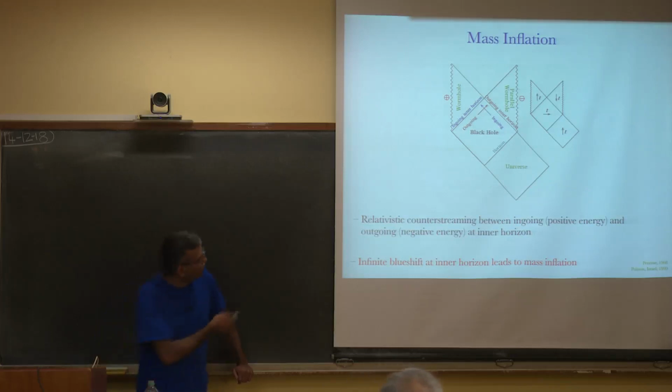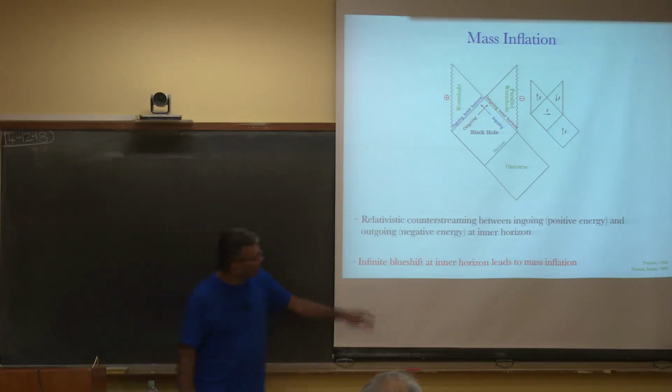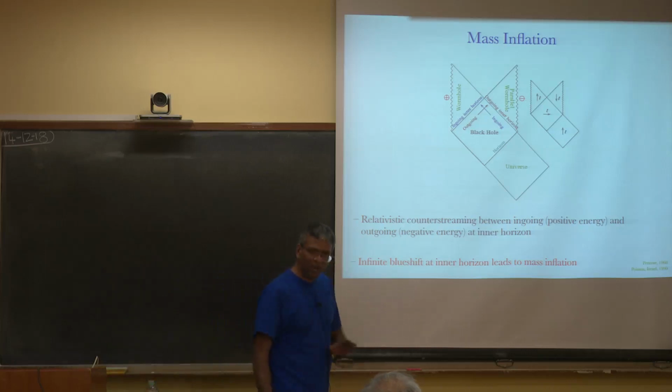For the Reissner-Nordström, as you say, the idea is that there's relativistic counterstreaming between ingoing and outgoing modes, which builds up pressure at the inner horizon. And if there's matter in the theory, this leads to an instability. And this infinite blue shift leads to a phenomenon called mass inflation in the literature. I was aware that Penrose and Poisson and Israel looked at this. I'm not aware of the Chandrasekhar references on this.